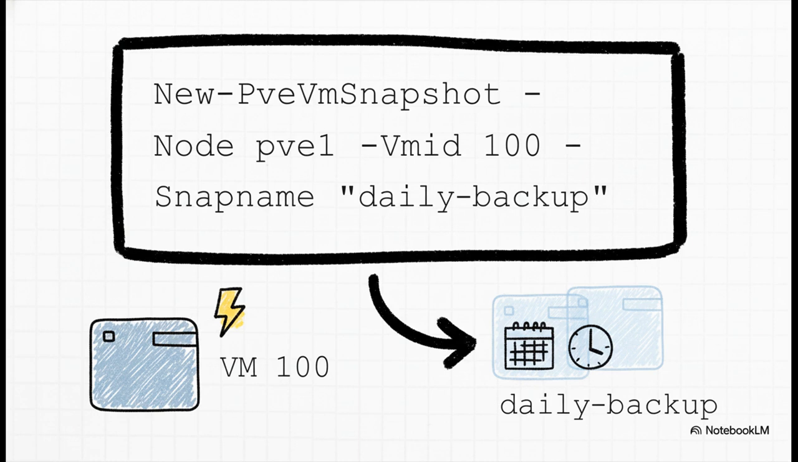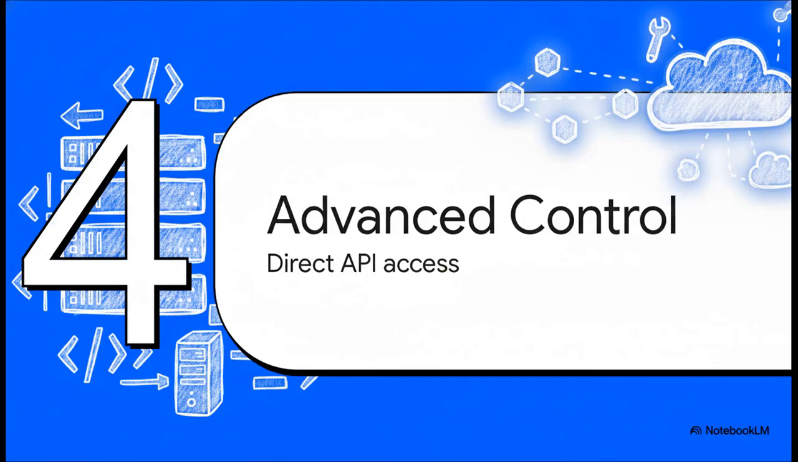Let's try another one. How about creating a snapshot? It's a super common task. And again, the cmdlet is exactly what you'd guess it would be. New-PveVmSnapshot. You just tell it the node, the VM ID, and give your snapshot a name. Can you just imagine scripting this to run every single night across all your critical VMs? It's so incredibly powerful.